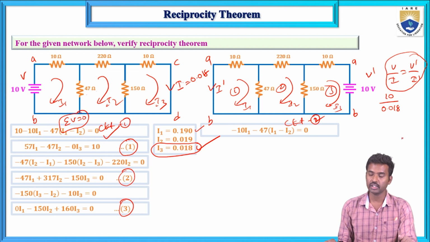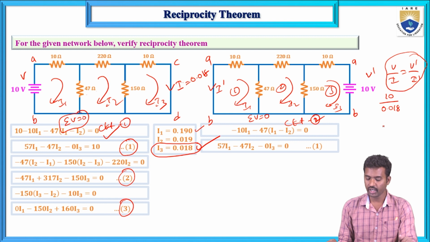This I1 current and the I dash current are the same but in opposite direction. I dash is top to bottom and I1 is bottom to top. Now if you apply KVL, the algebraic sum of total voltages in a loop equals 0 at any instant of time. So 10 I1 plus 47(I1 minus I2) equals 0. This is equation number 1. If you simplify, 57 I1 minus 47 I2, and there is no impact of I3, that is 0, equals 0, equation number 1.